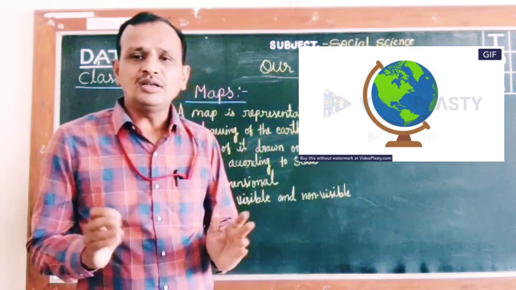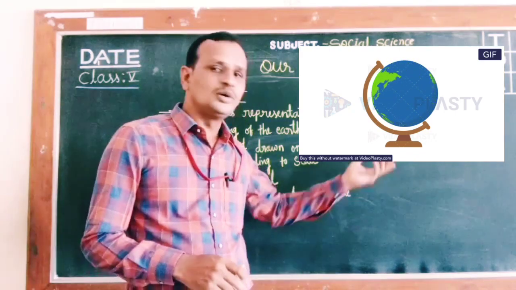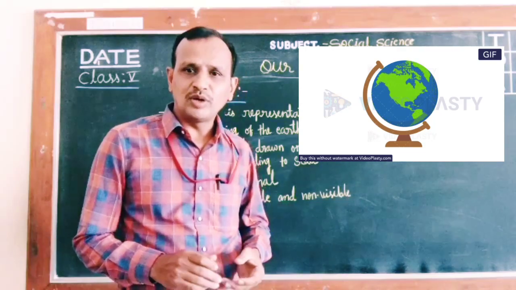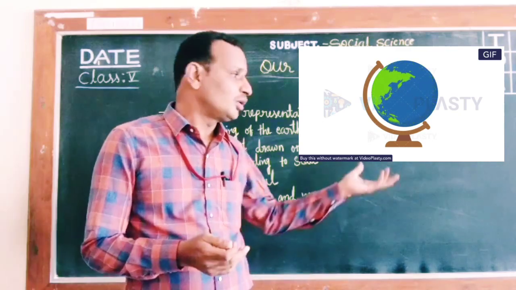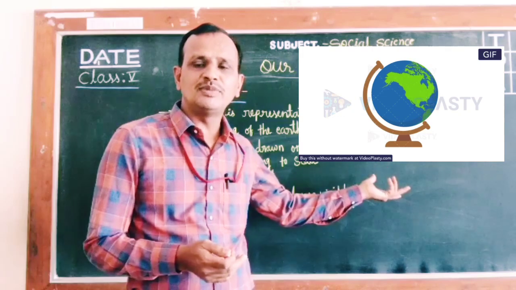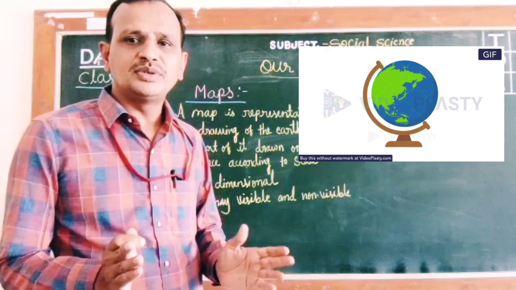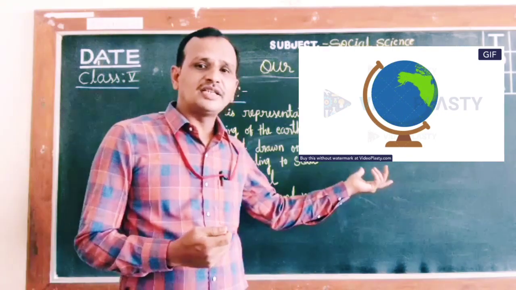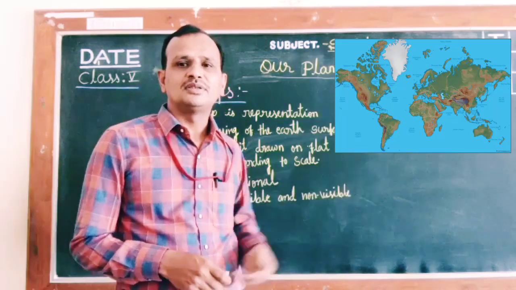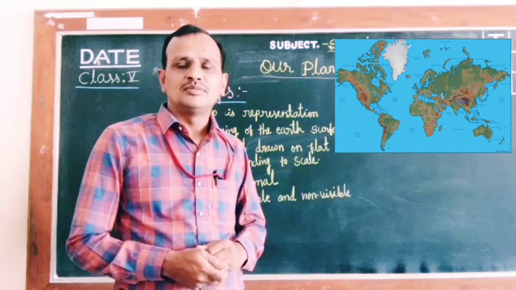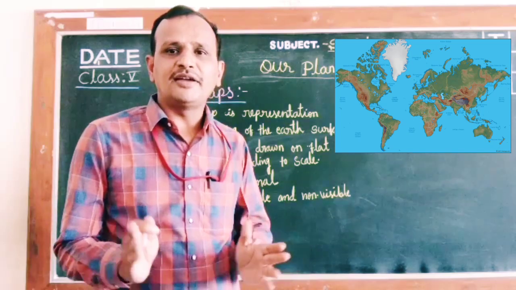Students, we can't see both sides of the Earth at the same time on the globe. It is impossible. So we have another option to see both sides of the Earth at a time. Which is that option? That is the maps. In the maps we can see both sides of the Earth at a time.